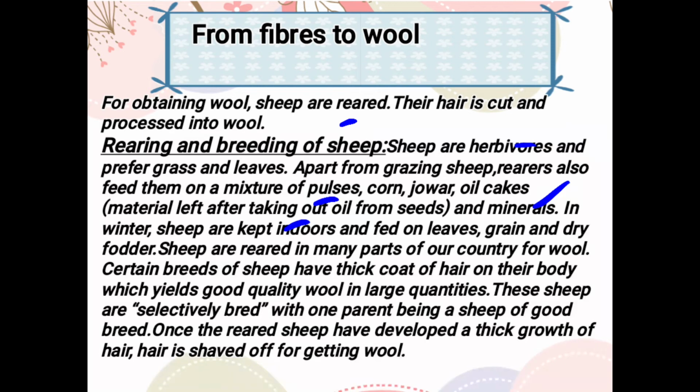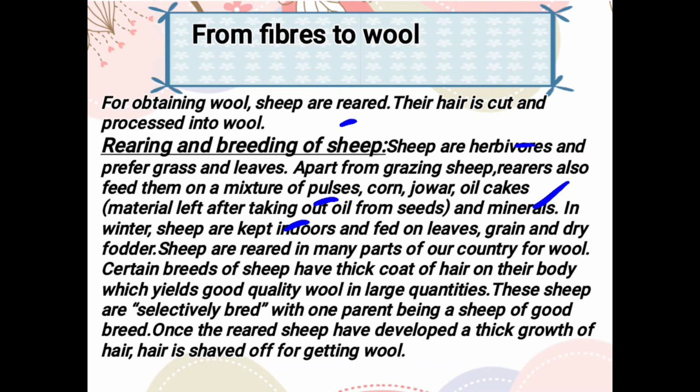Now sheep are also reared in many parts of our country for wool, and mainly in the Jammu Kashmir side and the Ladakh side. These are some of the main places where sheep are reared. Now, certain breeds of sheep have a thick coat of hair on their body which yields good quality wool in large quantities. These sheep are selectively bred with one parent being a sheep of a good breed.